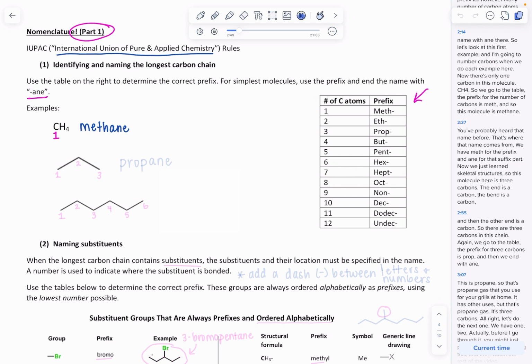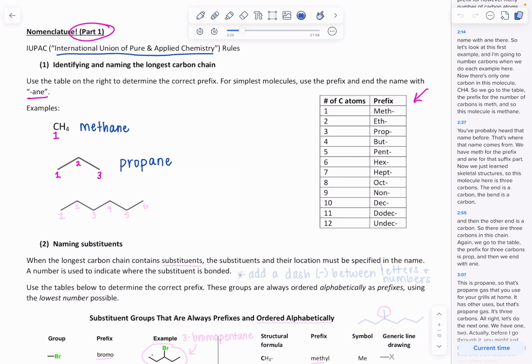Now we just learned skeletal structures. So this molecule here is 3 carbons. The end is a carbon, the bend is a carbon, and then the other end is a carbon. So there are 3 carbons in this chain. Again, we go to the table. The prefix for 3 carbons is prop. And then we end with ane. This is propane. So that's propane gas that you use like for your grills at home. It has other uses, but that's propane gas. It's 3 carbons.